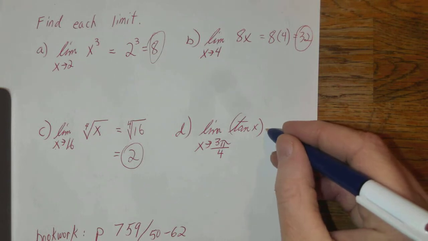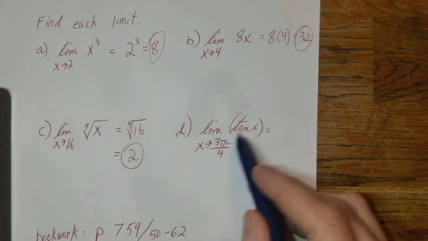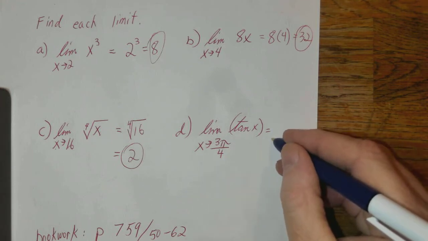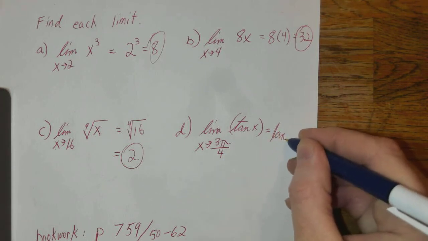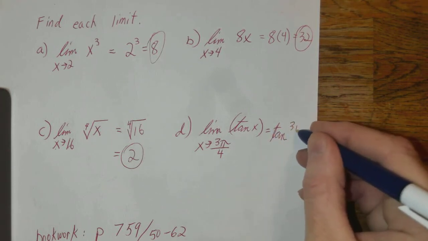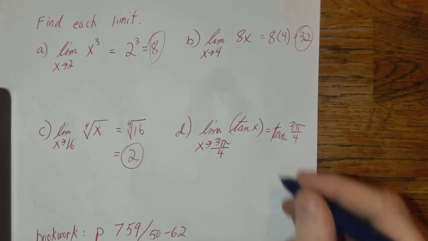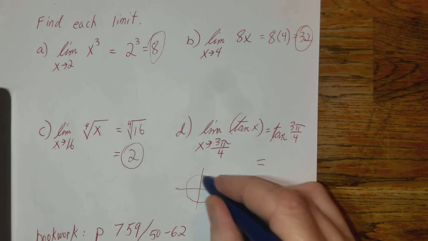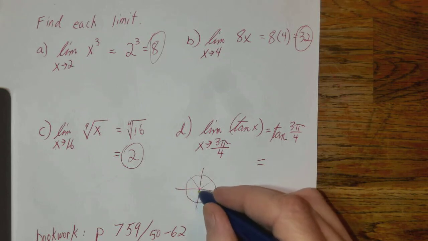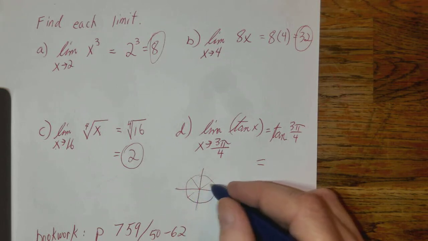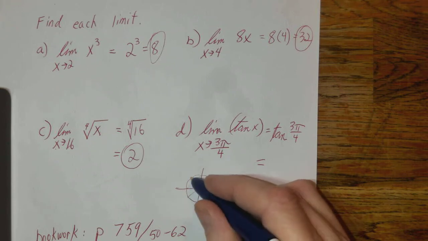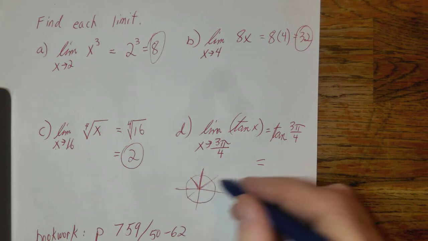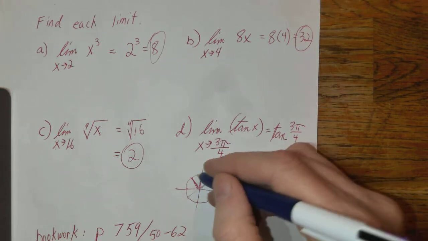The limit of tangent of x as x approaches 3 pi over 4 is equal to the tangent of 3 pi over 4. Let's take a look here. This is pi over 4, 2 pi over 4, 3 pi, wait, no, 4 pi over 4. Here's 3 pi over 4. This is 2 pi over 4. Been a while. Okay, but here's 3 pi over 4.